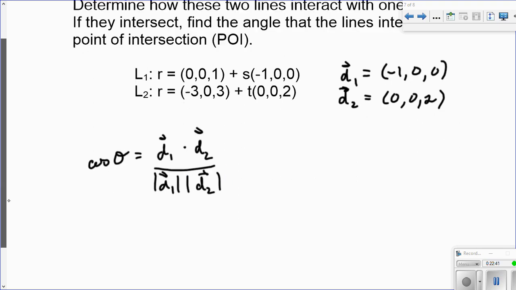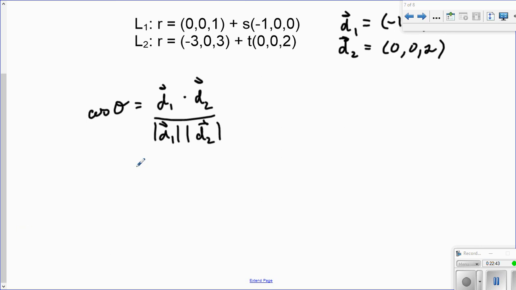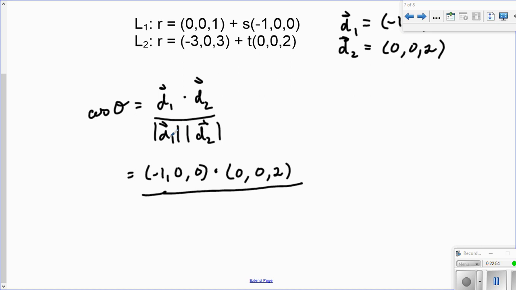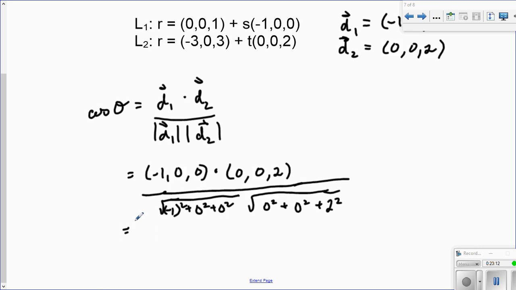Okay, so I've got the dot product, right? (-1, 0, 0) dot (0, 0, 2), and that's going to be over the magnitude of d1, which is the square root of -1 squared plus 0 squared plus 0 squared, and then the magnitude of d2, which is 0 squared plus 0 squared plus 2 squared. Now the dot product here would be -1 times 0, 0 times 0, and 0 times 2.